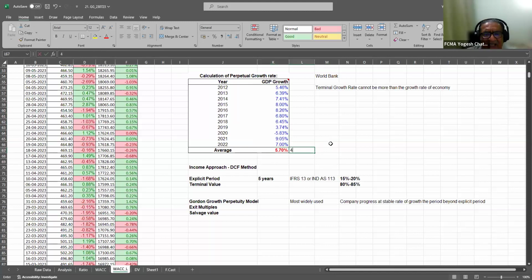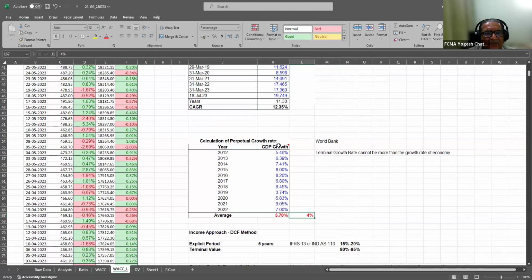As per the latest survey, Indian companies normally consider a terminal growth rate of 4%. So many times questions have been asked about the terminal growth rate we need to consider in the DCF model. So I hope this will give you the reply.